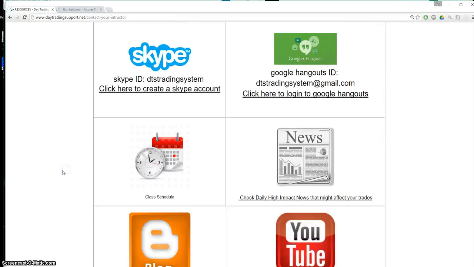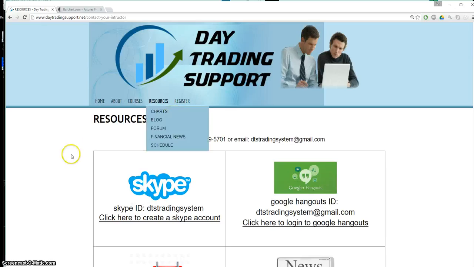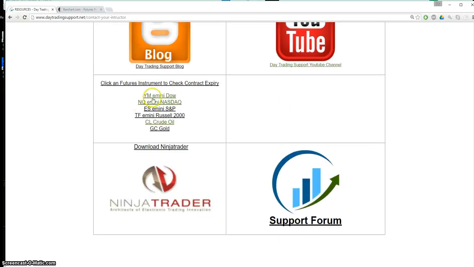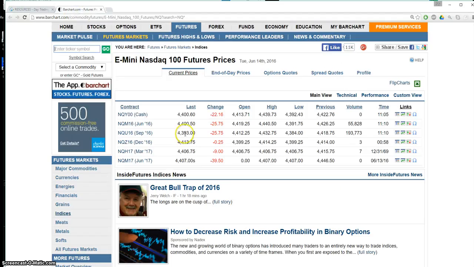So hopefully that helps you determine which contract to be on. Like I said, just go to daytradingsupport.net, click on resources, come down here, select the instrument that you would like to go to, and check for the current contract. Then it'll take you to this page, and then you can see which one is being traded more. Just make sure you're on the one where more people are trading.